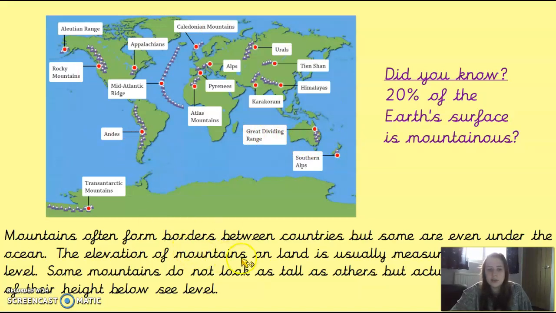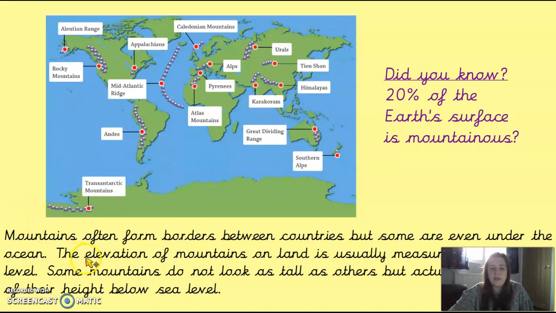But mountains often form borders between countries, but some are even under the ocean. So like the Mid-Atlantic Ridge was under the ocean. The elevation, which is how tall the mountains are, of mountains on land is measured from sea level. Some mountains don't look as tall as others, but actually have lots of their height below the sea level.